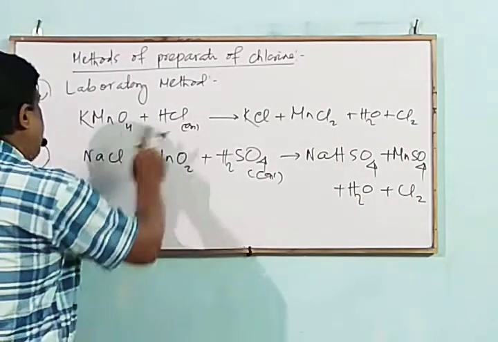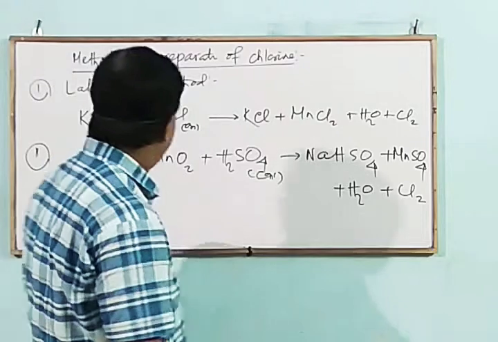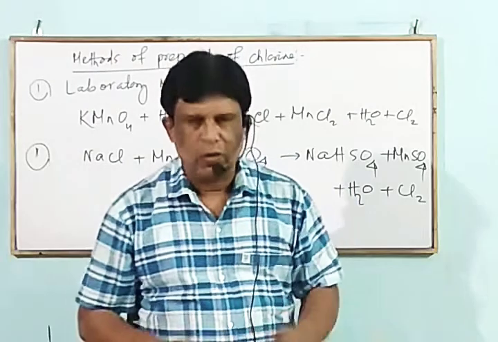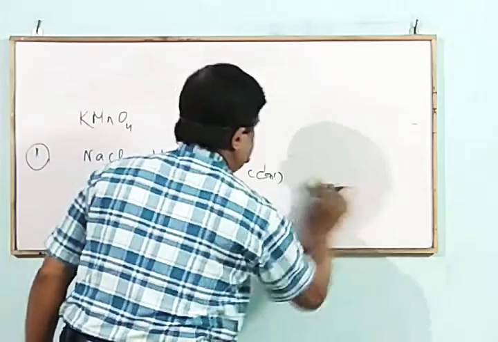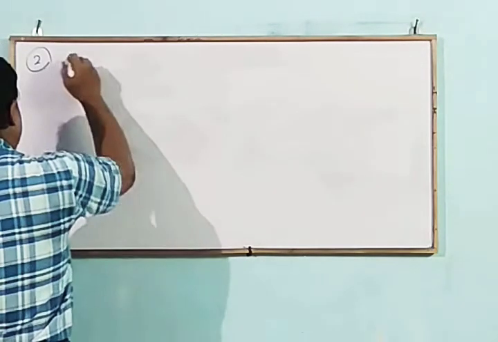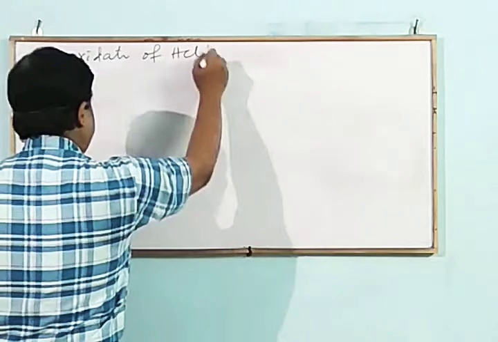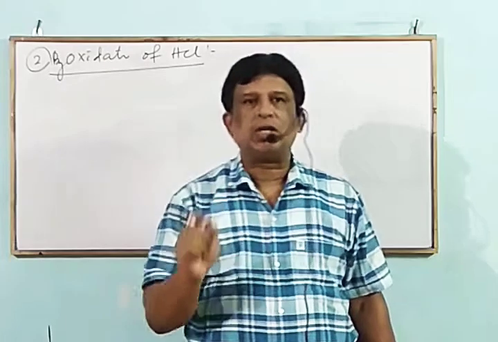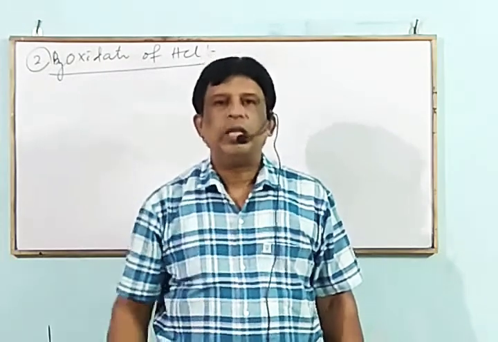It is prepared by reacting HCl with potassium permanganate and also by reacting sulfuric acid with sodium chloride in presence of manganese dioxide. Next we go to the second method, that is by oxidation of HCl. That means heating concentrated hydrochloric acid with an oxidizing agent.